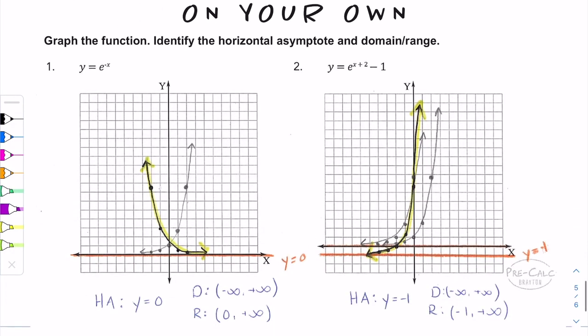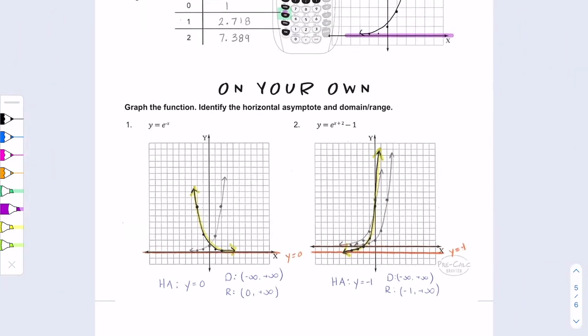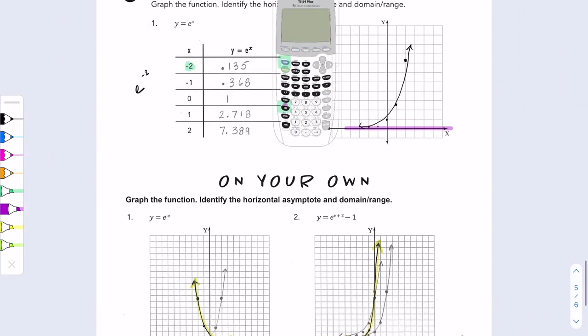So if you want to take a minute and do the two on your own, all the transformations are the same. You just have to have that parent function down. So it's definitely a good idea to make sure you know where this is in your notes.